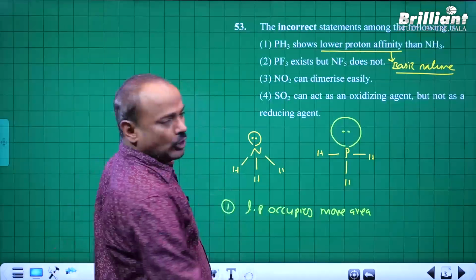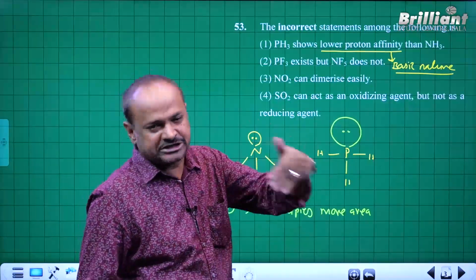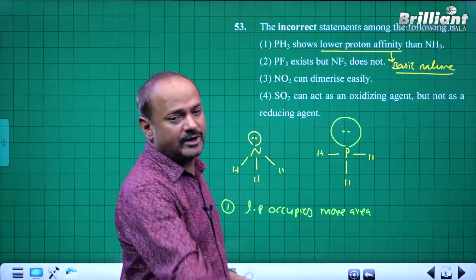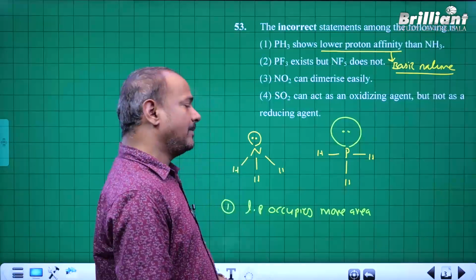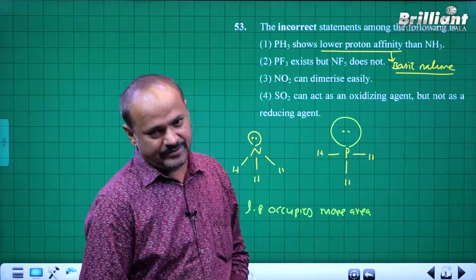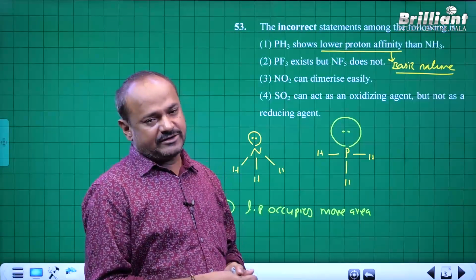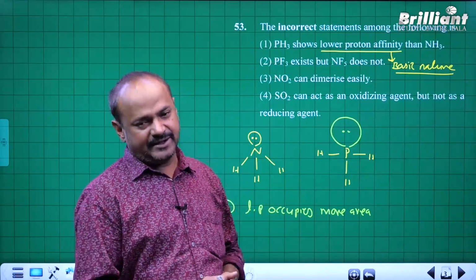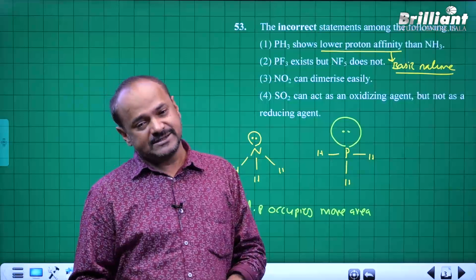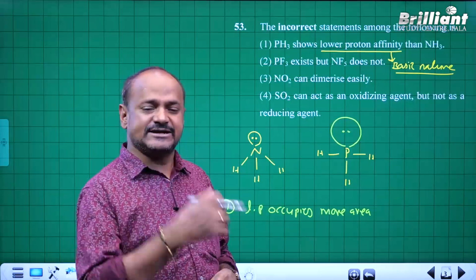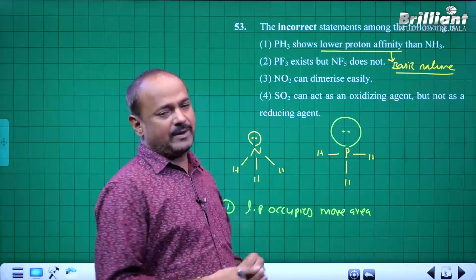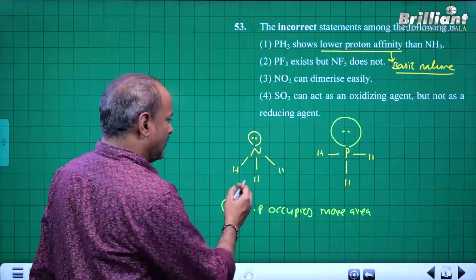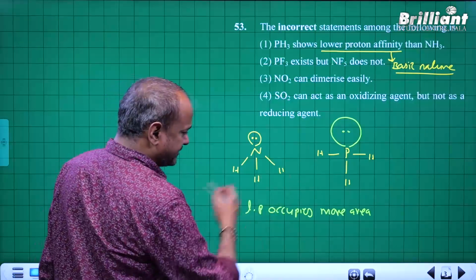So a lone pair occupying a small area is easily donated to other protons, because donation of an electron pair to a proton is called basicity. Donation of an electron pair to a carbon center is called nucleophilicity. Both are the same basically. H plus has a very small size. That is why a lone pair occupying a small area is easily donated to H plus. That is why ammonia is a strong base and PH3 a weak base.